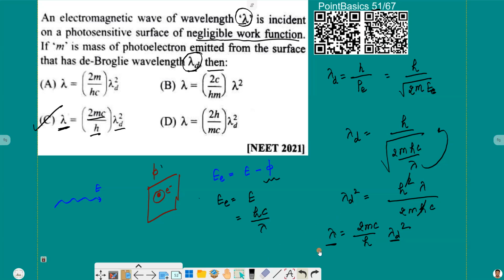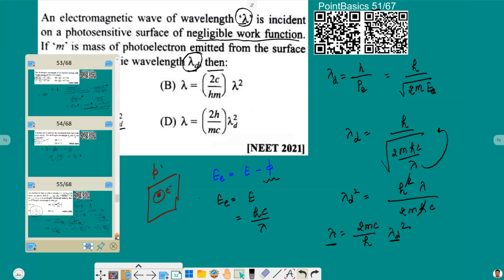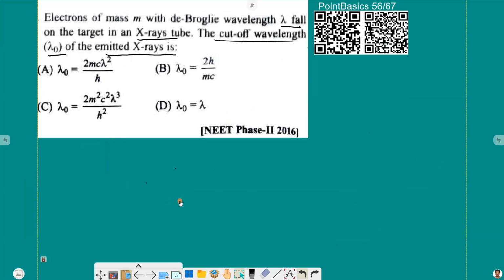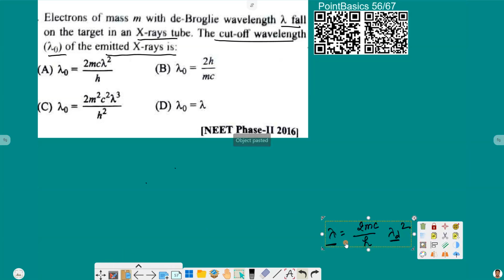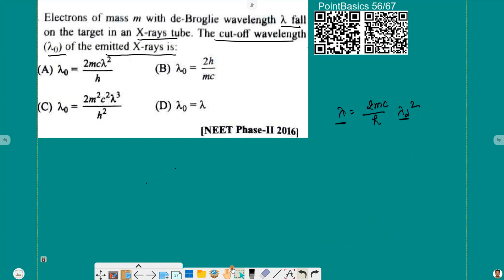Now if I copy this relation, let me copy it, and let's go back to the original question, and I can paste it here. Now here it is mentioned that an electron of mass m with de Broglie wavelength lambda falls on the target of the X-ray tube, and we need the cutoff wavelength lambda naught of the emitted X-ray. So this question is in reverse; the condition is slightly reversed.